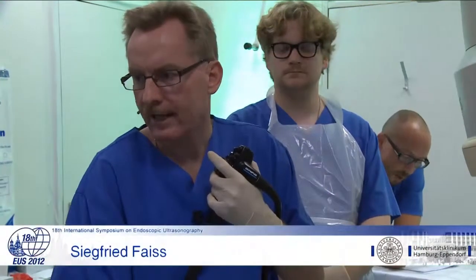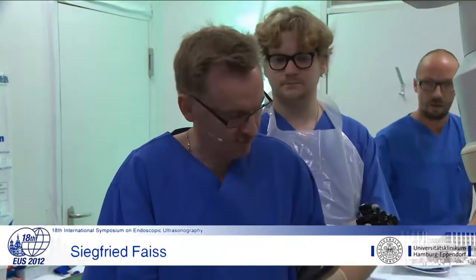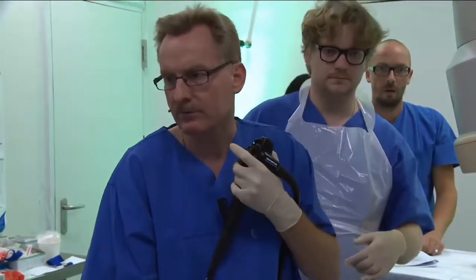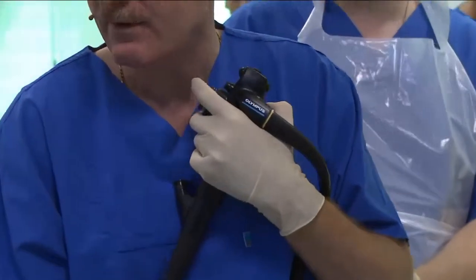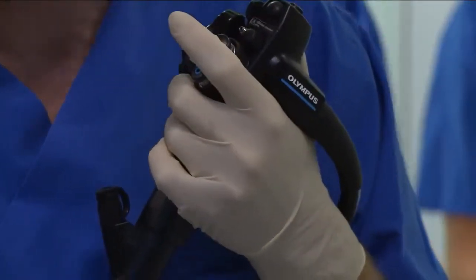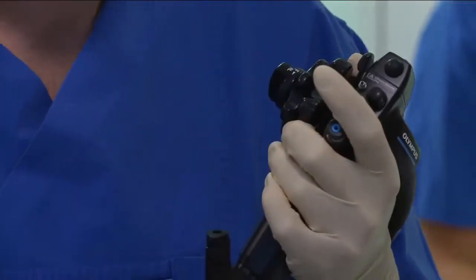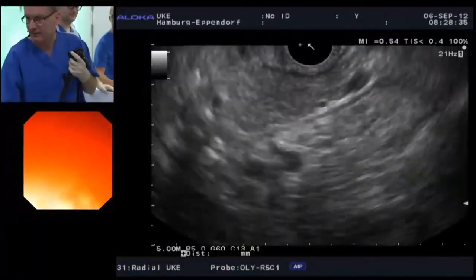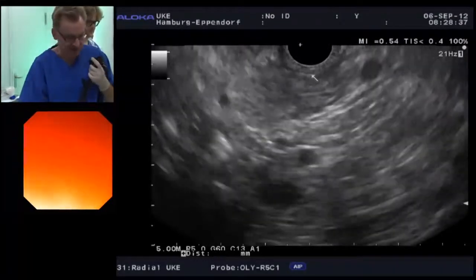So, hello, good morning. I've already started with the endoscope. It's an Olympus GF-UCT140 echo endoscope, a linear one. I decided to take a linear endoscope in order to examine the pancreas. It's a little bit more convenient for me. So if you can change to the echo endoscopic picture, I'll start to show you the anatomy.